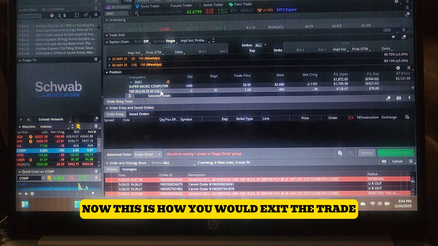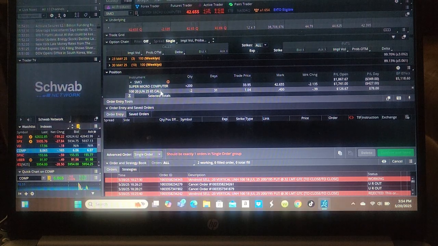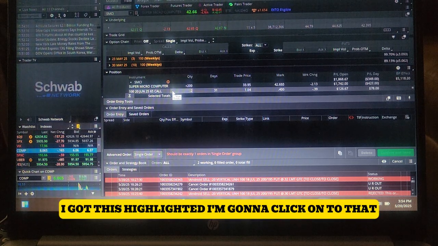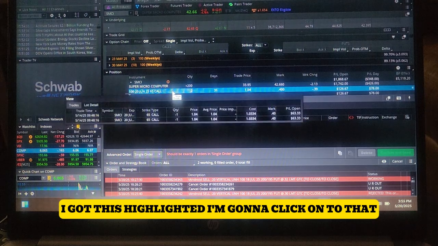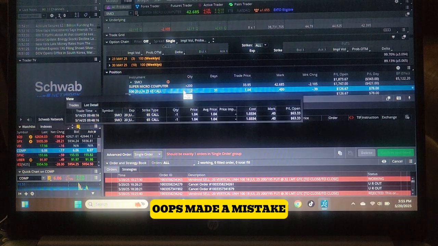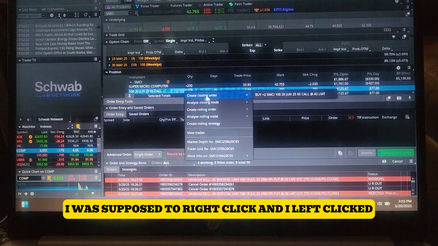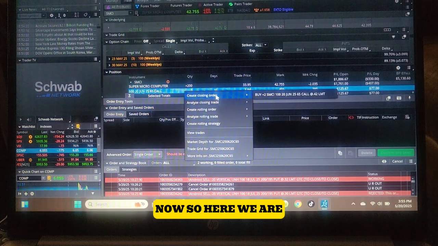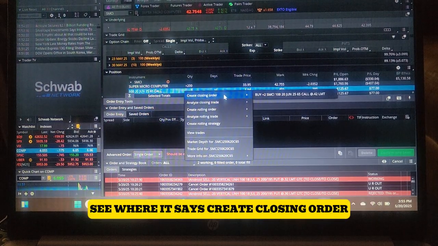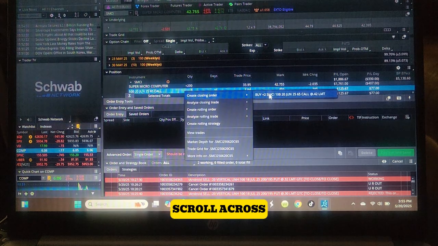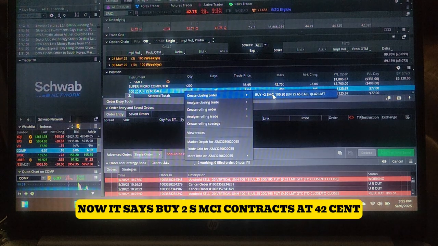Now, this is how you would exit the trade. I got this highlighted. I'm going to click onto that. Oops, made a mistake. I was supposed to right click and I left clicked. Now, so here we are. See where it says create closing order? Scroll across. Now, it says buy 2 SMCI contracts at 42 cents.